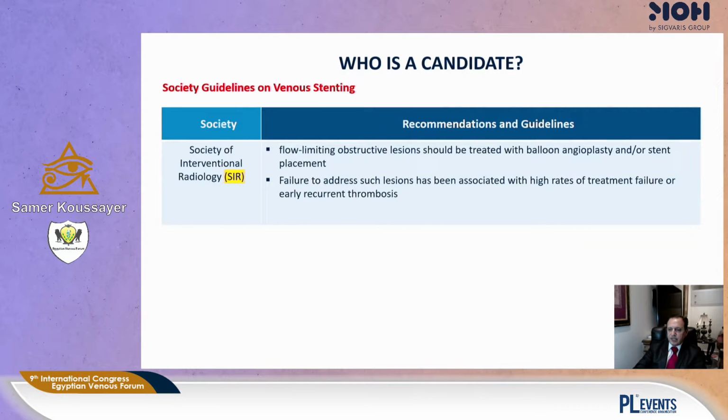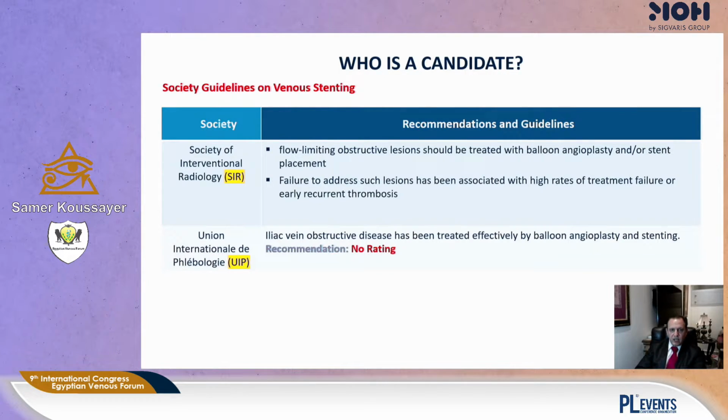What about the Society of Interventional Radiology? They said flow-limiting obstructive lesions should be treated with balloon angioplasty and/or stent placement, and failure to address such lesions has been associated with a high rate of treatment failure or early recurrent thrombosis. What about the Union Internationale de Phlébologie? They said iliac vein obstructive disease has been treated effectively by balloon angioplasty and stenting, but gave no rating for this recommendation.